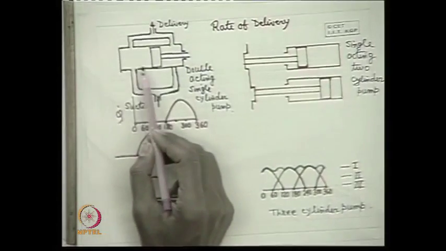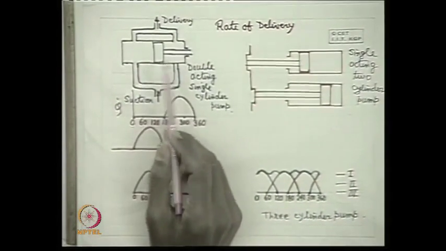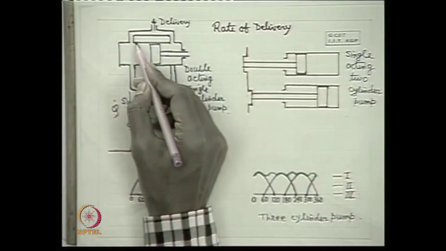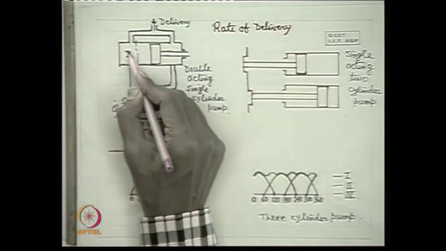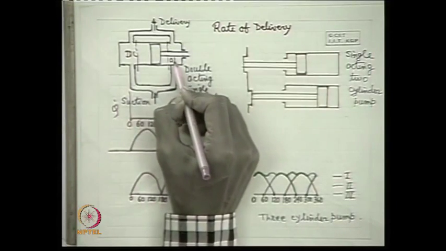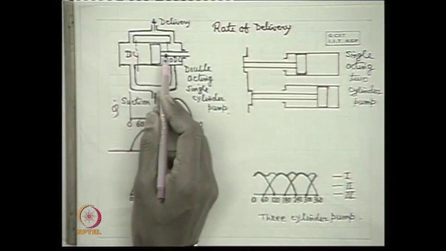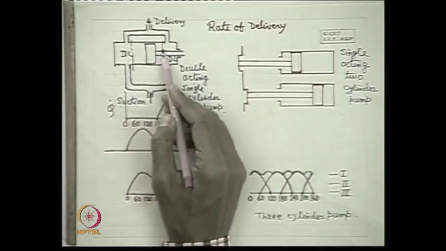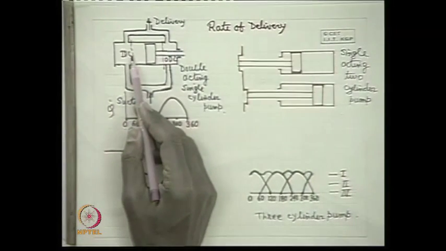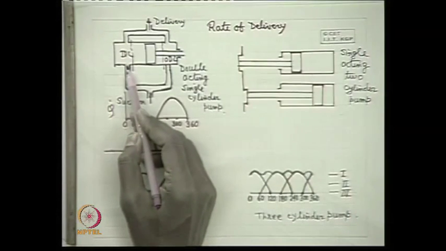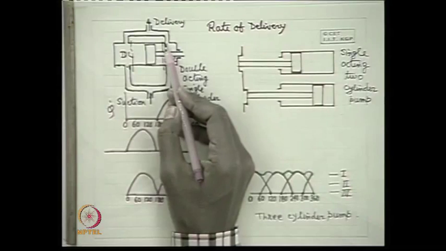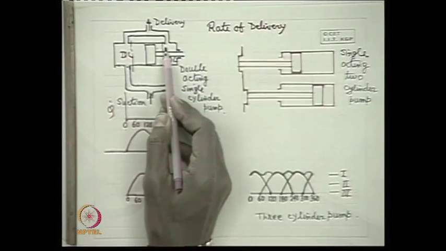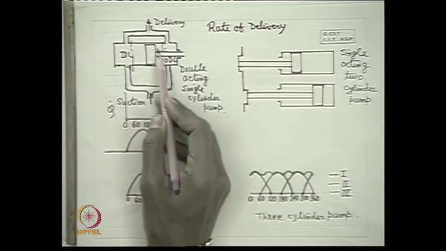What happens here is that the cylinder is single, but the delivery and suction take place on both sides. The connection is like that, which means that if we consider this as the IDC and this as the ODC, when the piston moves from IDC to ODC, suction takes place on this side, whereas for the liquid on the other side of the piston, delivery takes place. When the piston moves from IDC to ODC, the suction valve, or the inlet valve, opens, and at the same time the delivery valve opens. That means this is suction for the liquid on this side of the piston and delivery for the liquid on the right side of the piston.